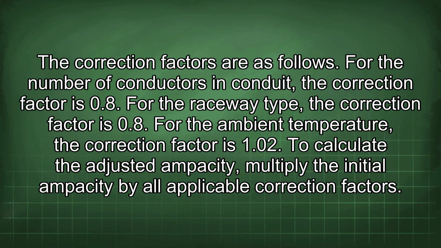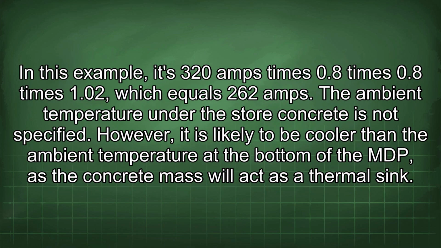To calculate the adjusted ampacity, multiply the initial ampacity by all applicable correction factors. In this example, it's 320 amps times 0.8 times 0.8 times 1.2, which equals 262 amps.